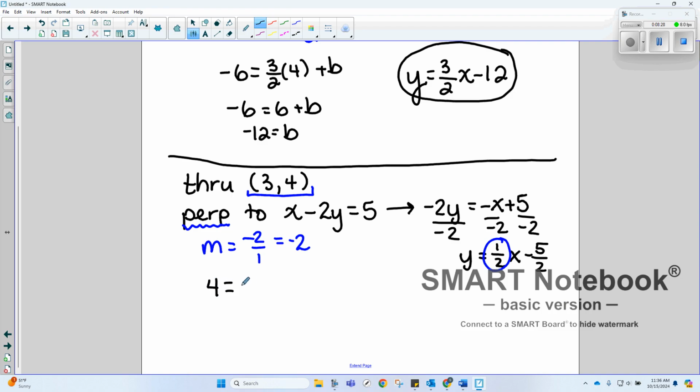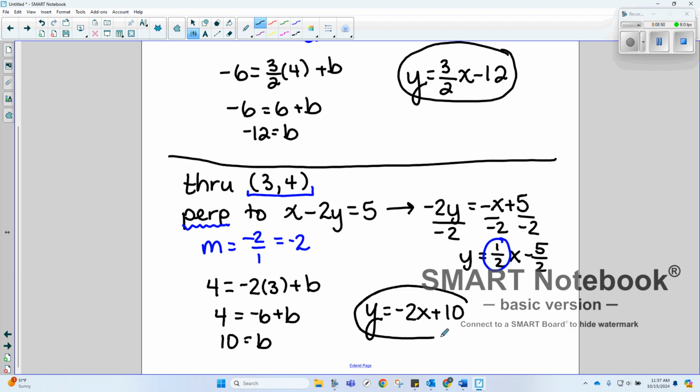So I will say y equals mx plus b, multiply, add 6 to both sides. The equation that I'm supposed to come up with is y equals -2x plus 10. Okay. Nobody will ever leave out the point that you're supposed to be passing through.